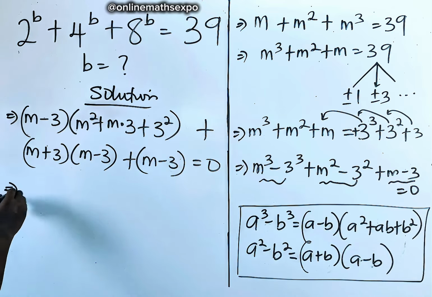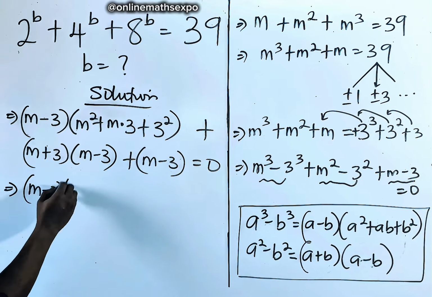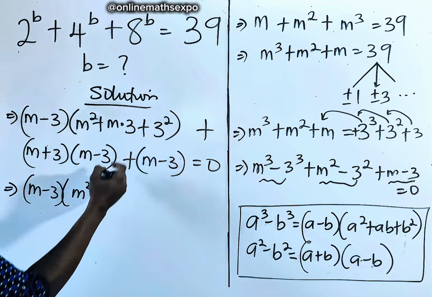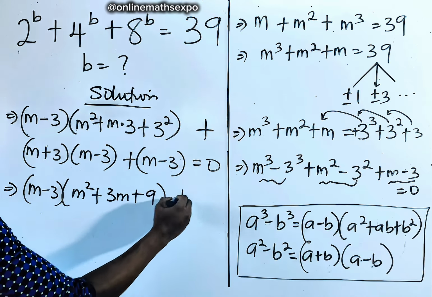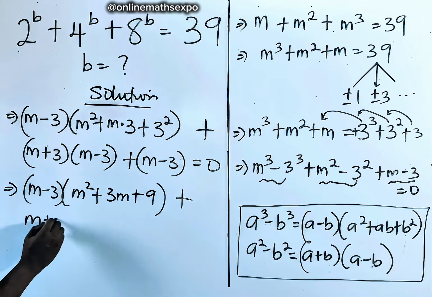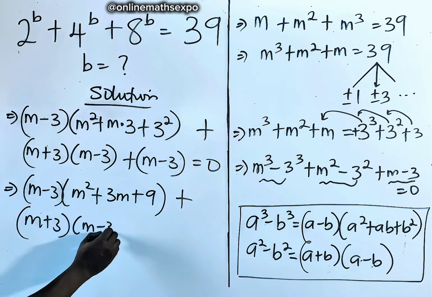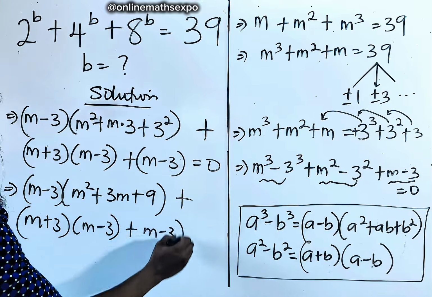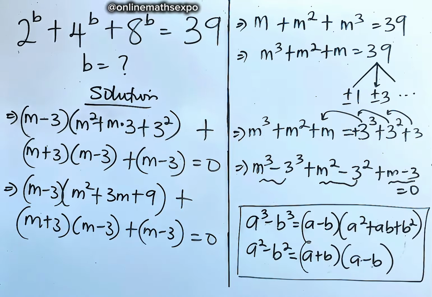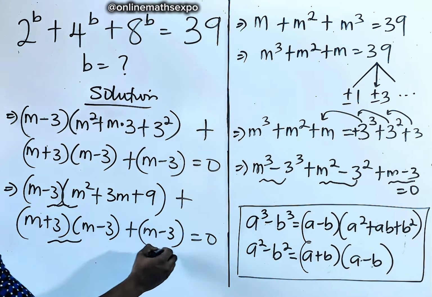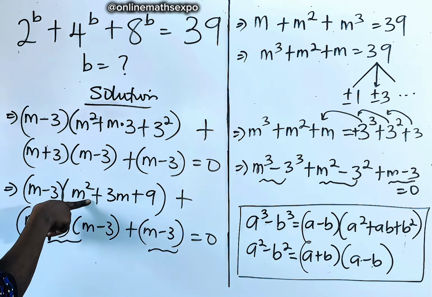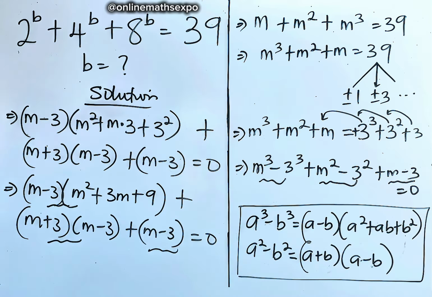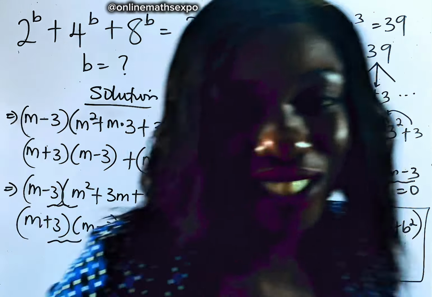So we simplify, we have m minus 3 into m squared plus 3m plus 9, plus m plus 3 into m minus 3, plus m minus 3 is equal to 0. Remember that these two are together and these two are together. This is on its own. Did you observe anything? You observe that m minus 3 is repeated in the 3 parts. So let's factor it out.